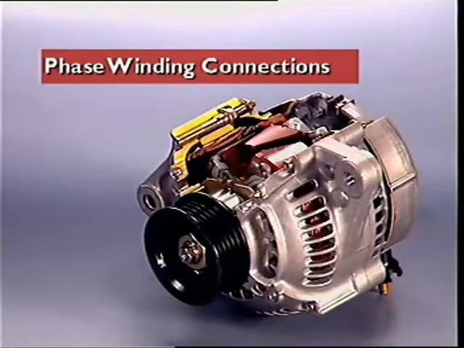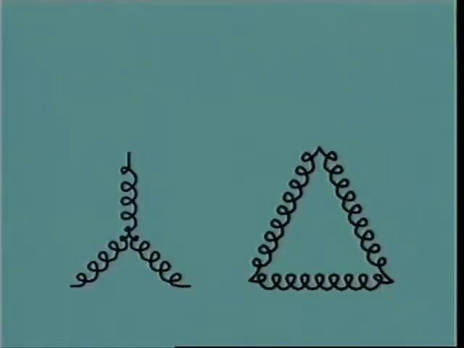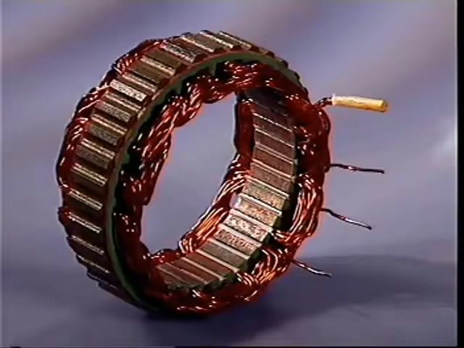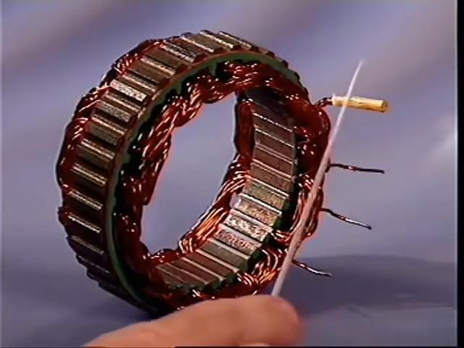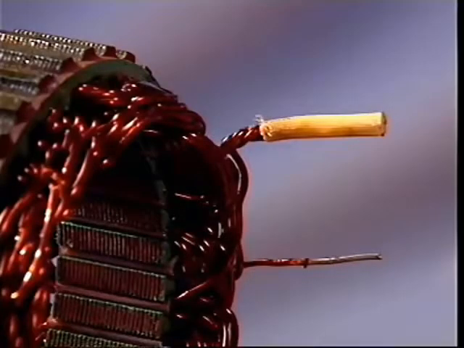This section examines connections of the phase windings. 2 methods of connection can be used for the stator or phase windings: star or Y connection and delta connection. In the star method of connection, one end of each phase winding is taken to a central point where they are connected together. This is known as the star or neutral point.